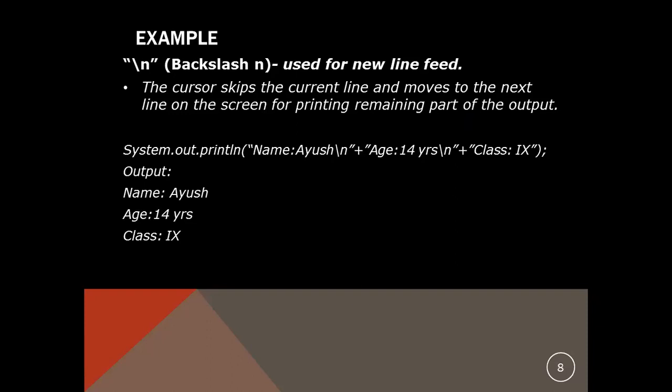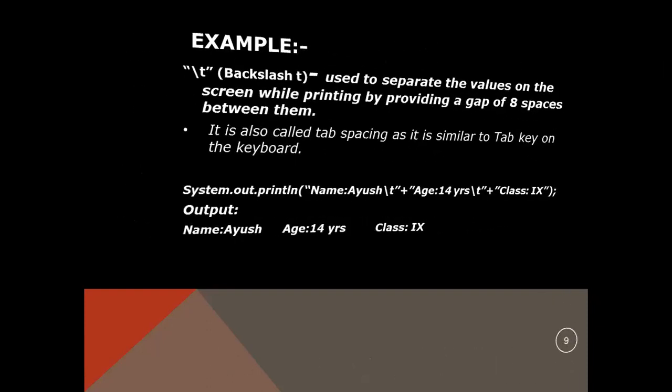Here is an example of escape sequence \n used for new line feed. By using this, the cursor skips the current line and moves to the next line on the screen for printing the remaining part of the output. As you can see here, I have written System.out.println name Ayush, then \n, age 14 years, \n, and class 9. Now when you run the program and see the output, you can see that name, age and class have all come in different lines. The reason is that we are using \n, which means you are telling the cursor to move to the next line.